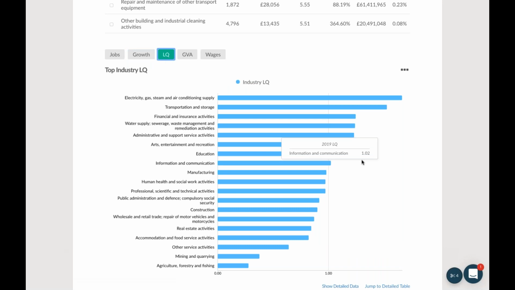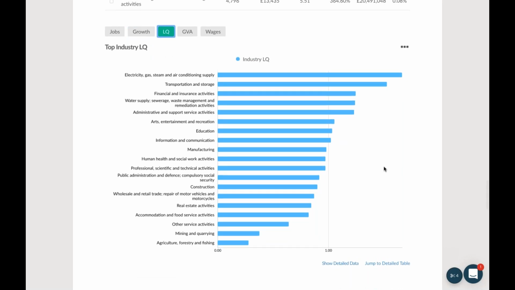We can then skip to LQ. LQ is something that you'll see a lot within our data. LQ stands for location quotient, and LQ shows you the concentration of something in a particular area. So we're now looking at industries, the concentration of industries in this broader Wakefield area. So 1 is always the national average.